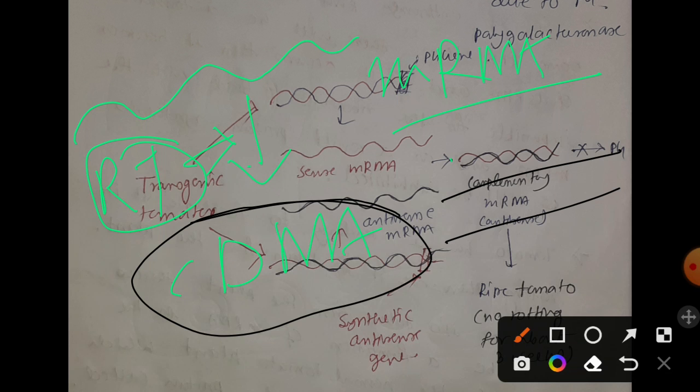That means, in reality, we are inserting the PG gene responsible for the production of the polygalacturonase. Yes, that is true. We are actually inserting the PG gene, but in opposite orientation. That will facilitate the formation of an antisense mRNA.